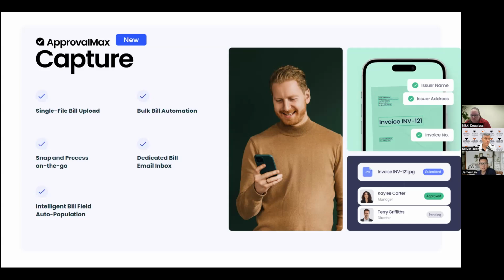You've got a dedicated bill email inbox. So it's similar functionality, I believe, with Xero, where you've got a dedicated email address that you can email your bills into, and then ApprovalMax picks up that attachment and processes those bills.